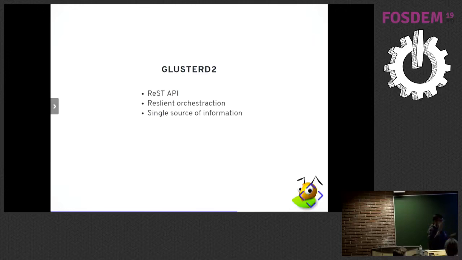So GlusterD2 knows what all volumes we have, how the volumes are laid out, what all devices we have access to, how many devices we have used, everything. So there is less possibility of failures because of Hecate and Gluster going out of sync.